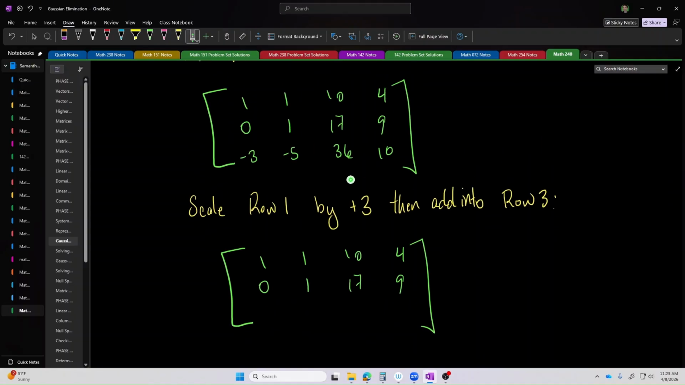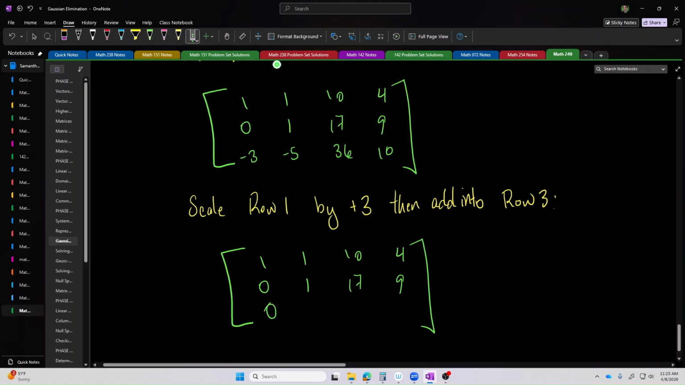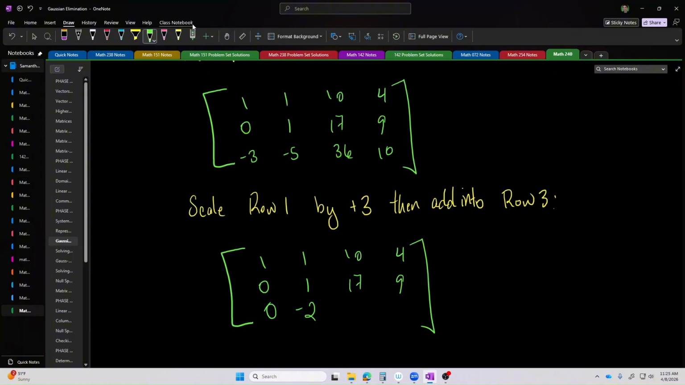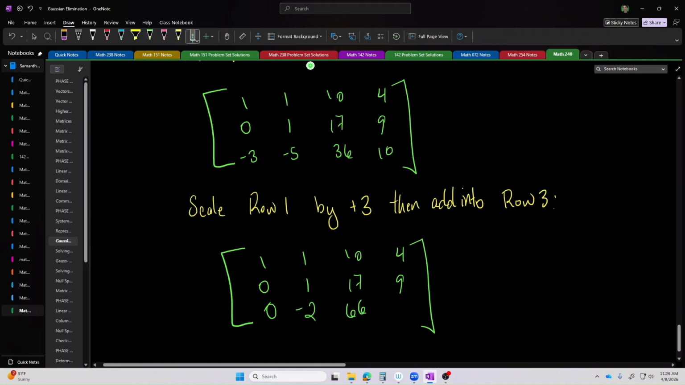So if I take the number 1 times +3, the result of that is +3, added to -3, result 0. If I take this value 1 and I multiply it by positive 3, that's a result of plus 3. Add it to negative 5, the result is minus 2. If I take this 10 times this positive 3 and add it down into this 36, the result of that is 66. And if I take this 4 times positive 3 and I add it to 10, that's 12 plus 10, that's 22.